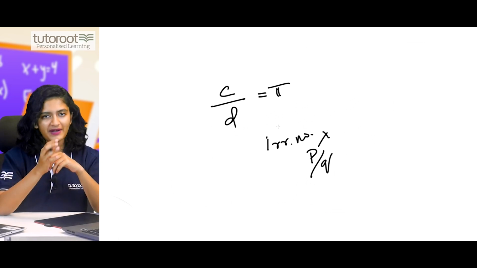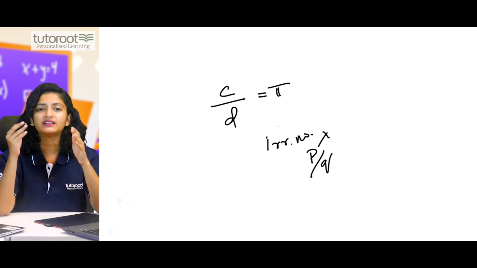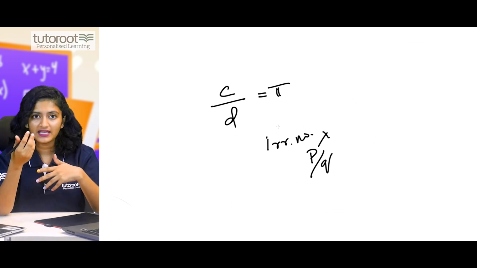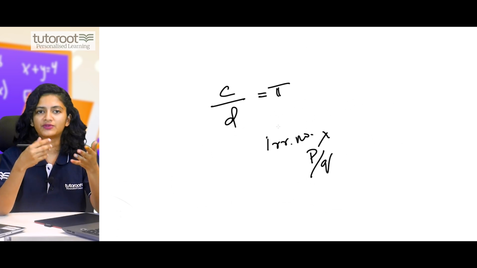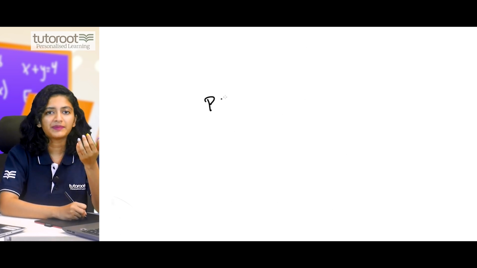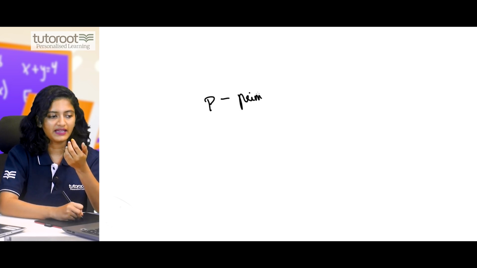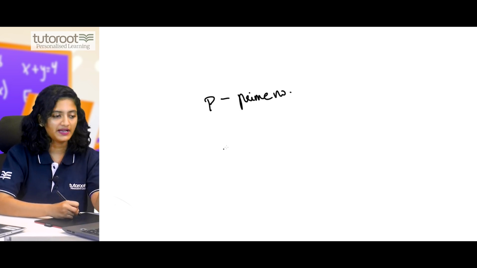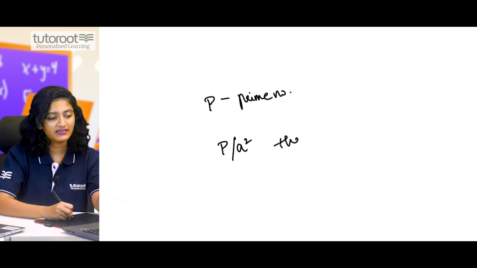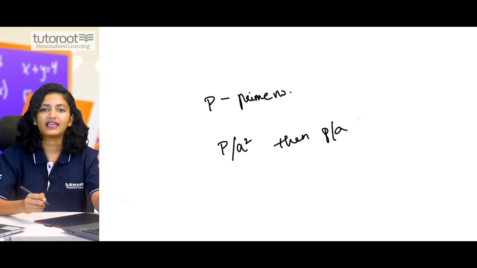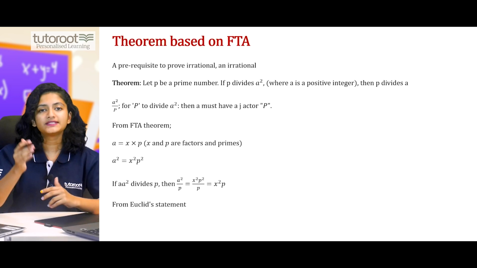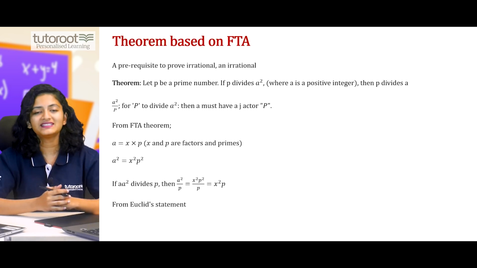Let p be a prime number, and if p divides a square, where a is a positive integer, then p divides a. So what's it saying? It's saying let p be a prime number, right? And if p divides a square, then p also divides a, given that a is a positive integer. Now let's look at the steps where we can prove this theorem.